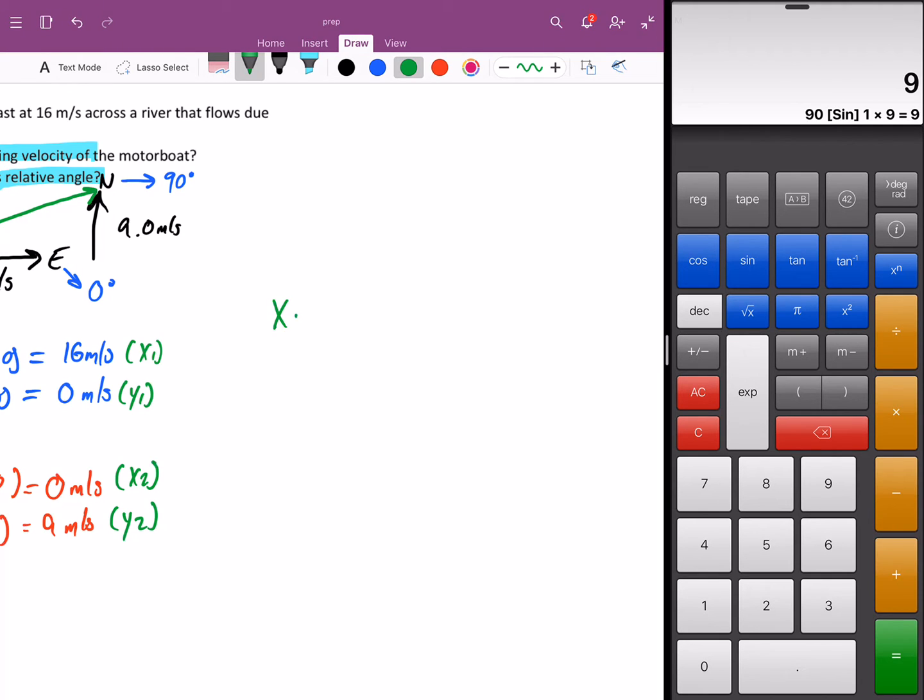Now let's add them all up. x1, x2, sigma x. Same for y1, y2, and sigma y. x1 being 16, x2 0. This gives us a total of 16 m/s. Now for y1 we had 0, and y2 we had 9. We have 9 m/s.